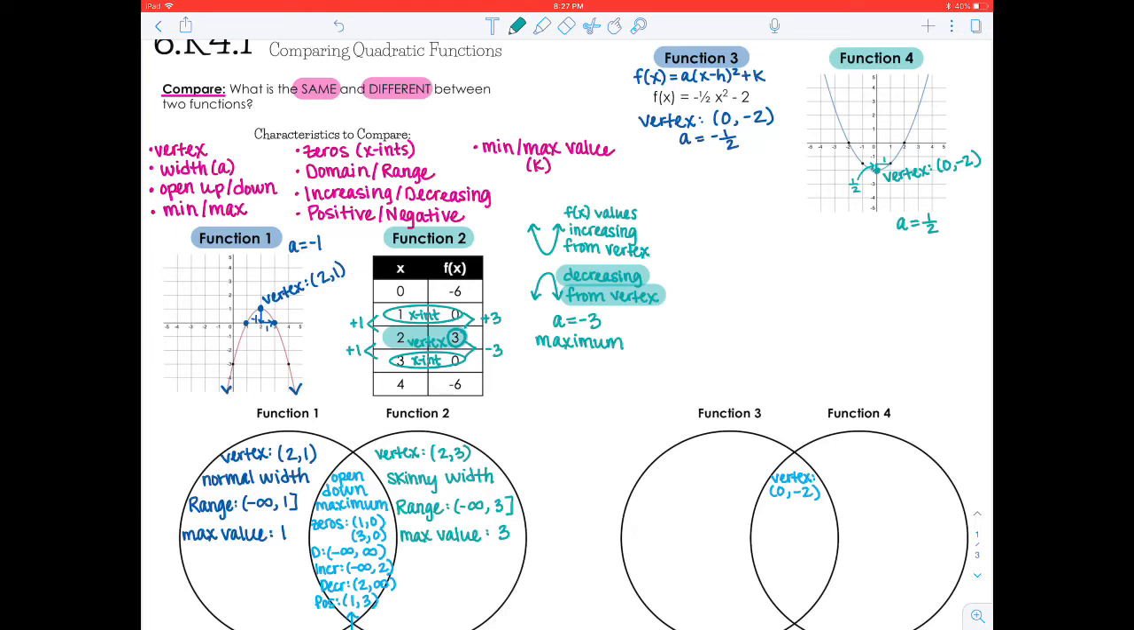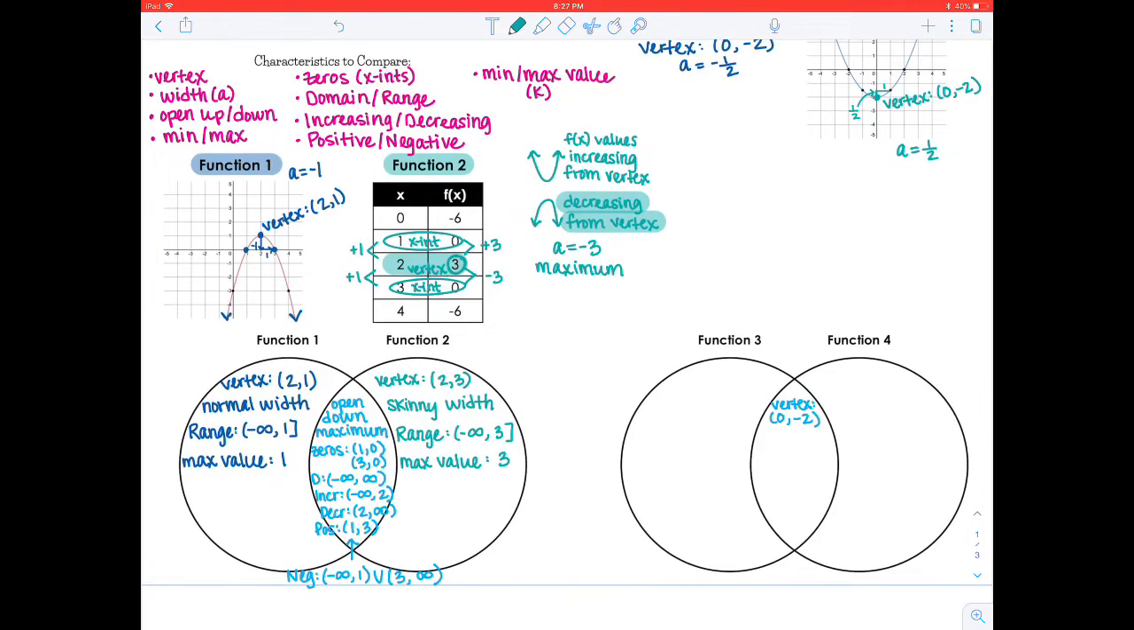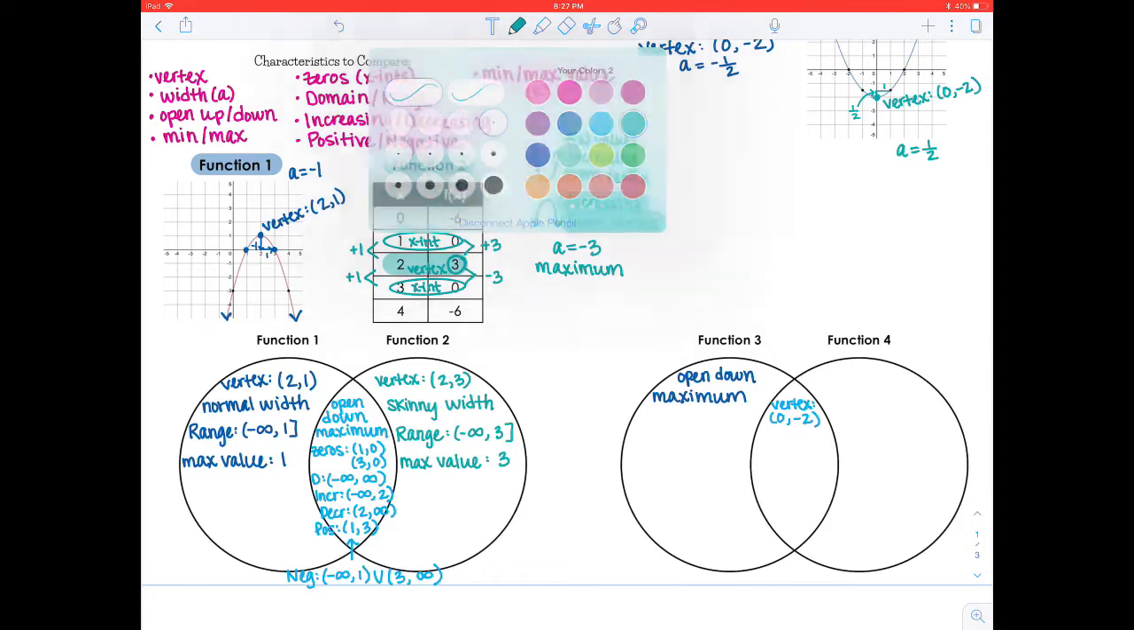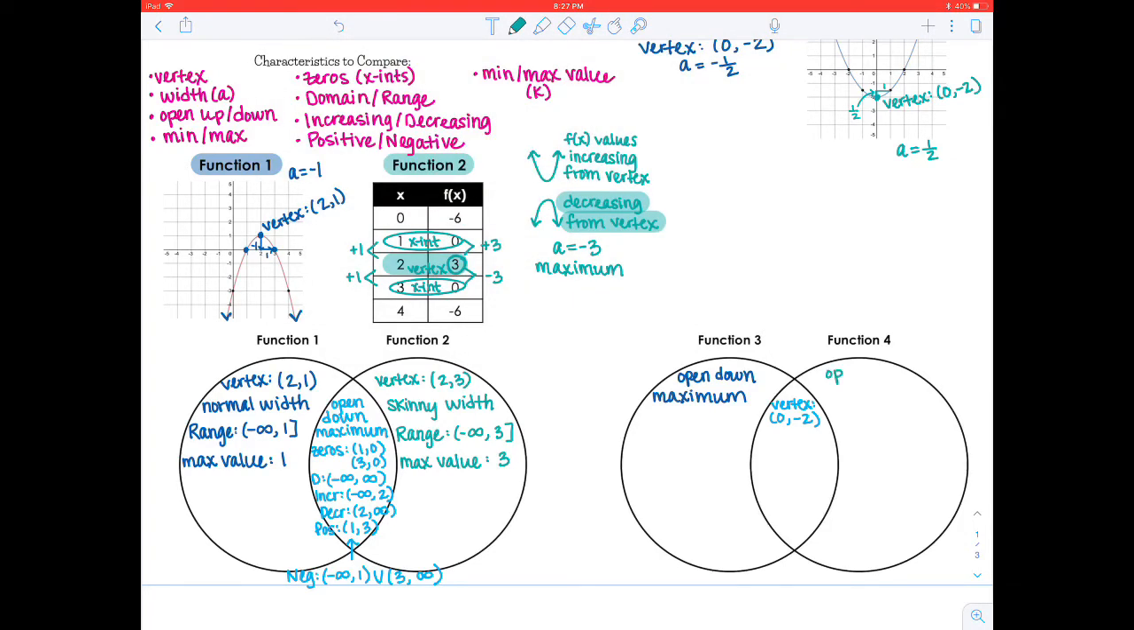Okay, so something different about them. Function 4, the graph is opening up, and then we know function 3 is opening down because a is negative. So let's add those in. Function 3 opens down, which means it has a maximum. While function 4 is opening up and has a minimum.